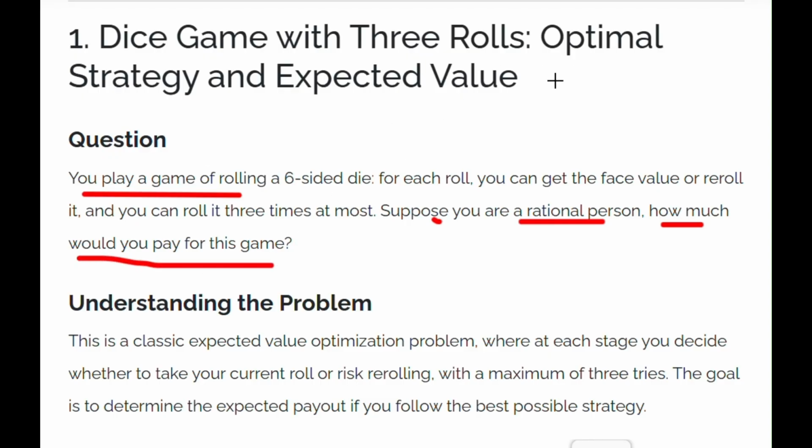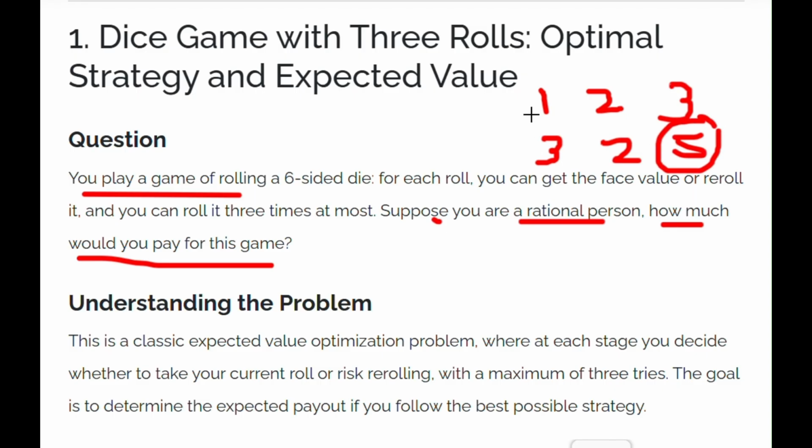So the question is, you get a six-sided die, you have to roll it at most three times. After each roll, you have an option to either take the face value of the roll. So let's say you roll the die once and you get three. Now you can either take $3 and go away, or you can choose to roll again a second time, and then a third time. So let's say you roll it for the second time, you get two. You roll it for the third time, you get five, say. So in the end, of course, you'll have to take whatever is the last roll. But at each turn, you have the option of taking the face value or the option of rolling it once again. So how much would you pay to play this game?